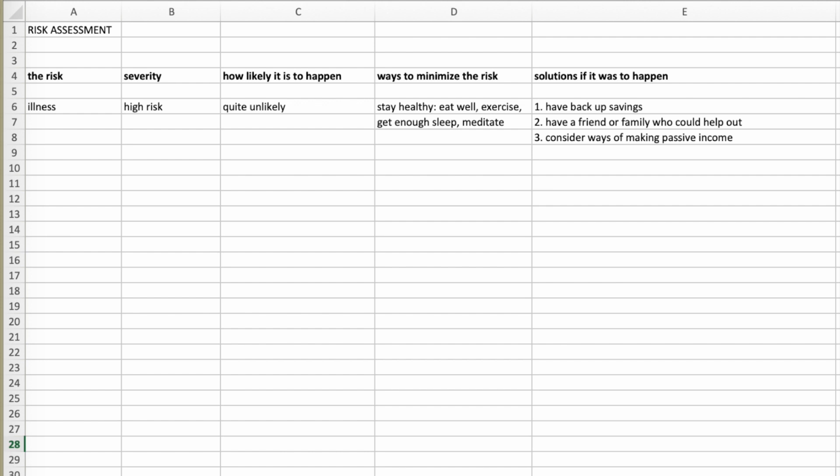So the first column will be the risk. So think of economy, environment, illness, all the possible risks to your business. Like if it's just you, what happens if you get ill and can't work? If you're reliant on Brexit not screwing anything up, then put Brexit as a risk. So that's your first column.